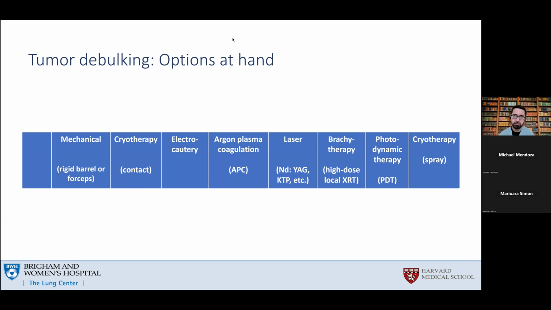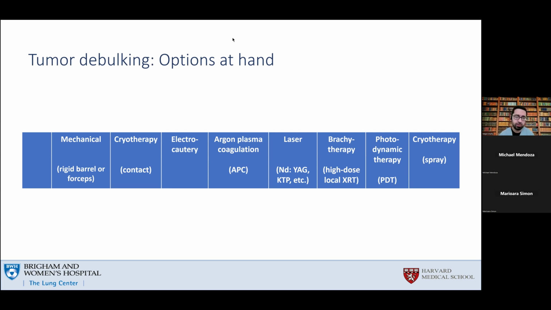There's mechanical debulking, right? So if you see an area that has tumor or whatever have you, you might use your flexible forceps, your rigid forceps. You're performing a rigid bronchoscopy, perhaps even just the beveled edge of your rigid barrel, your bronchoscope, to pour out a little bit of the tumor or a lot of it. That's one approach. There's cryotherapy, which we will talk about in greater detail today.